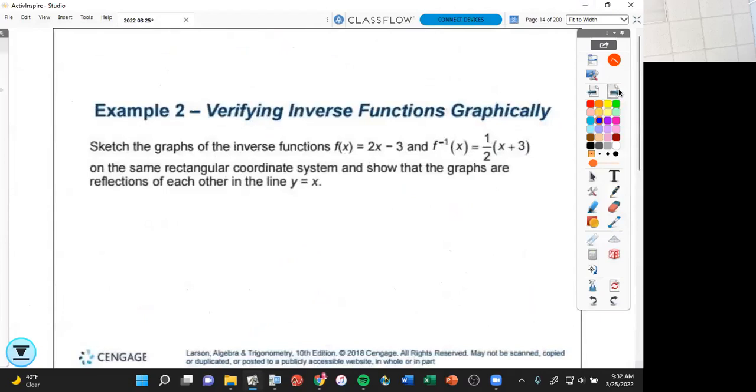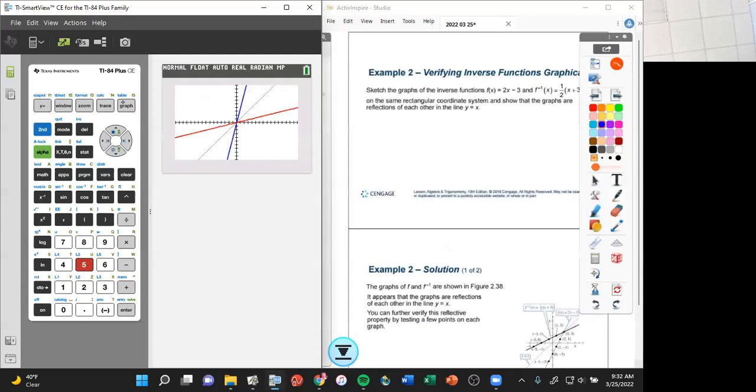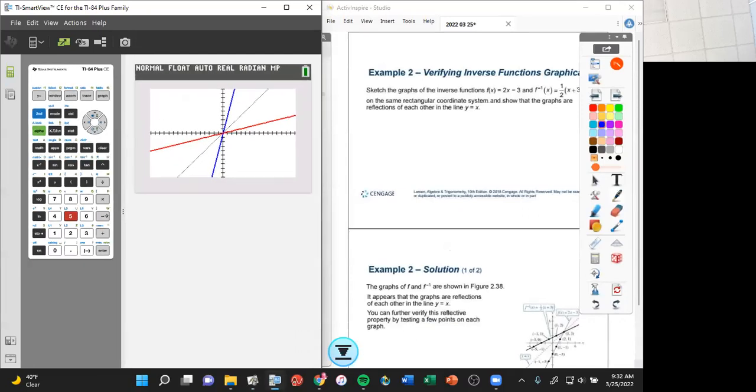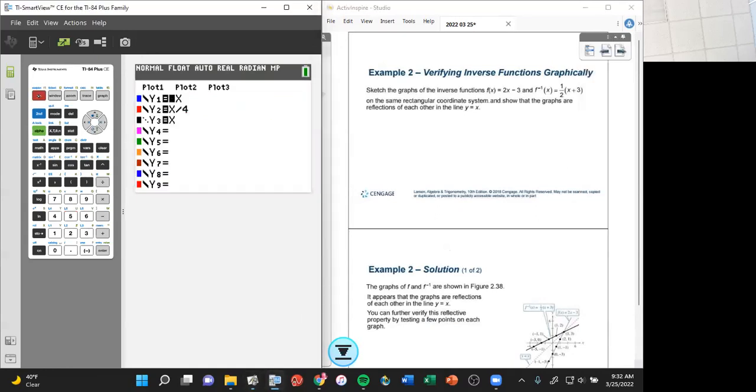Sketch the graphs of the inverse functions 2x minus 3 and 1/2 of x plus 3 on the same rectangular coordinate system to show the graphs are reflections of each other on the line y equals x. All right. F of x, 2x minus 3. The inverse function, 1/2 of x plus 3. And I'm going to go ahead and leave that dotted line for y equals x.